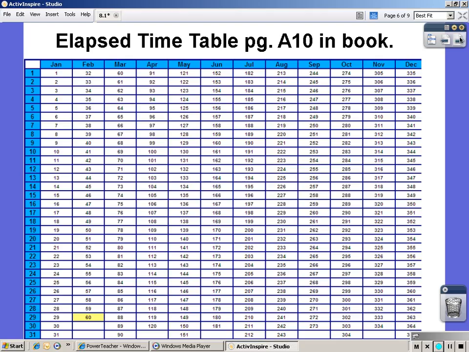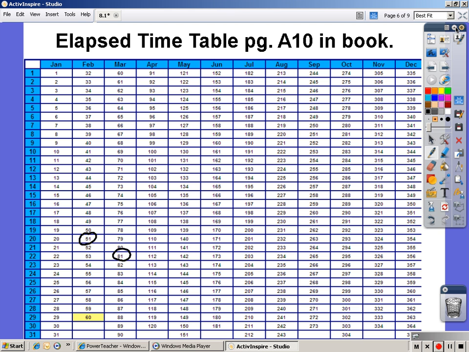Basically, if you get a loan on one day and you have 90 days to pay it off, you figure out if you bought something on February 20th, okay? That's the 51st day of the year, and if you have 30 days to pay it off, 51 plus 30 is 81. That note is then due on March 22nd. Okay? Pretty simple table to use. You will have to use it for these next couple.